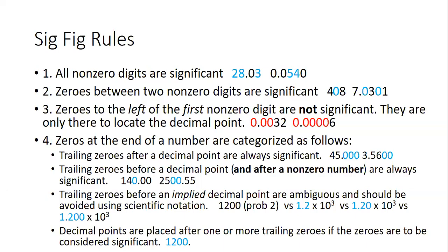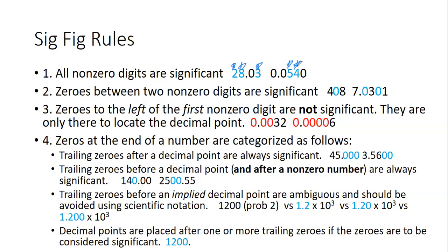First rule, any number that is reported that's not a 0 is significant. So in my first example here, 28.03 and 0.00540. Not counting the zeros here, I'm just focusing on non-zero numbers. Any non-zero number you can assume is significant. So that's easy. Any non-zero is significant.